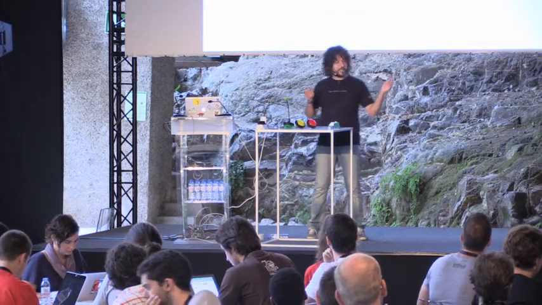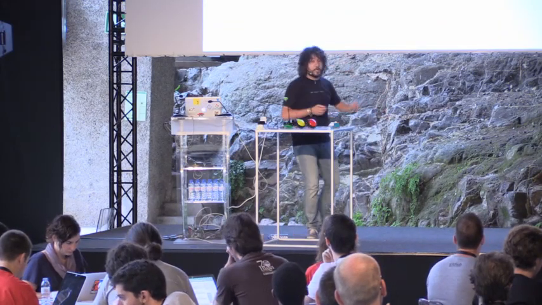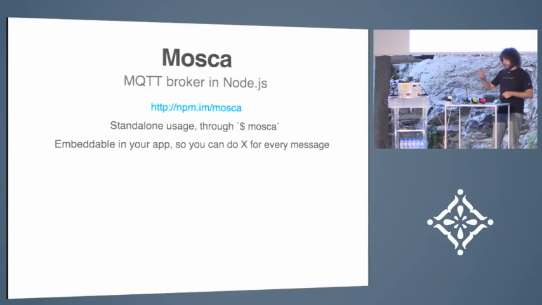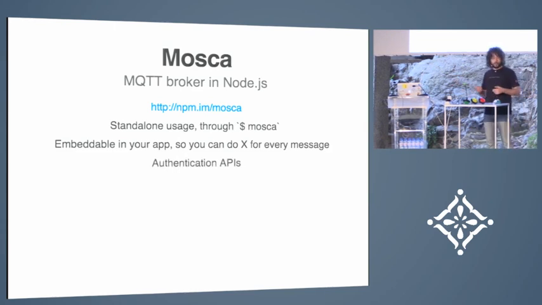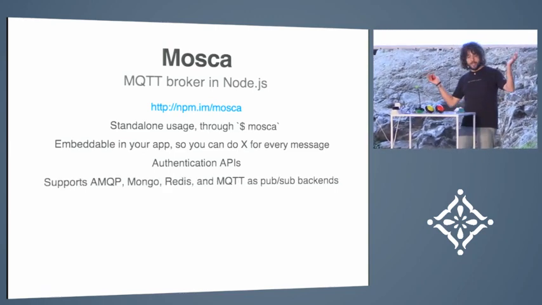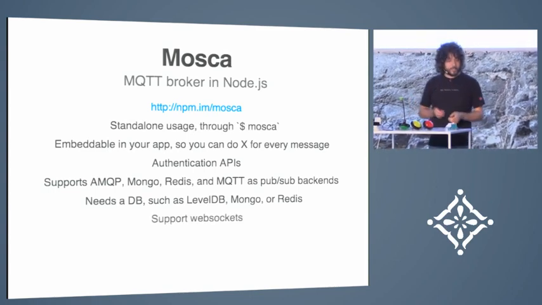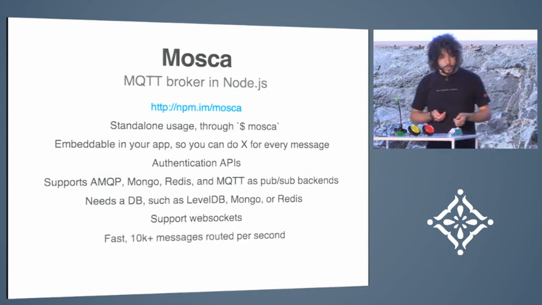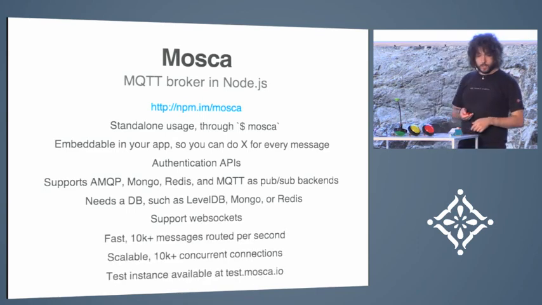Let me say just a little bit about my MQTT broker. I've written an MQTT broker called Mosca. You can use it standalone, which is what I'm using, or inside your app. You can use this for storing each message in a time series or whatever. You can plug in your authentication API, and deploy it in tons of ways. There is little documentation, so please help me, guys. It also needs a database. It supports WebSocket natively, so it just works. It's kind of fast.